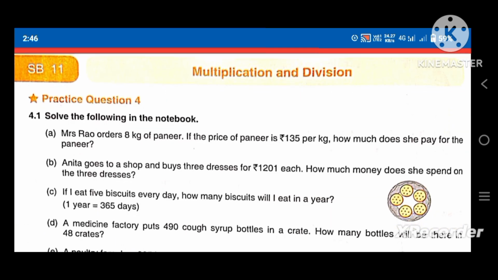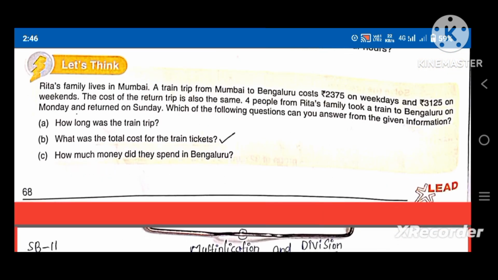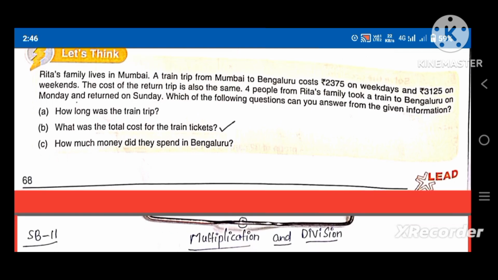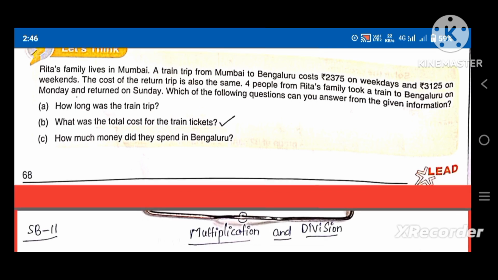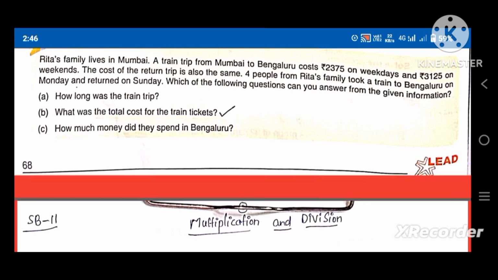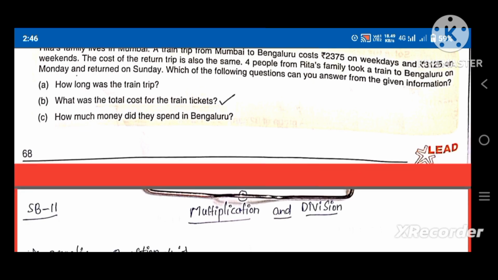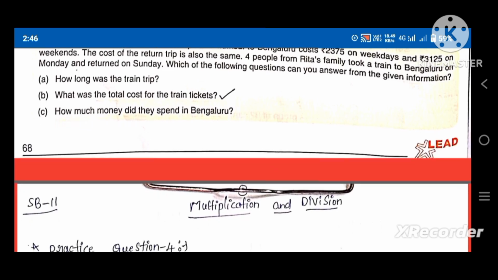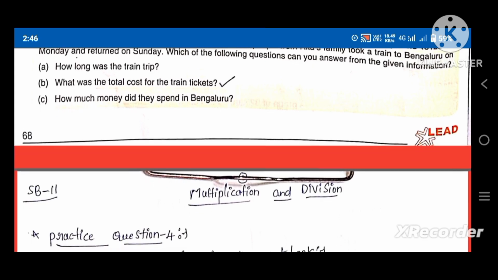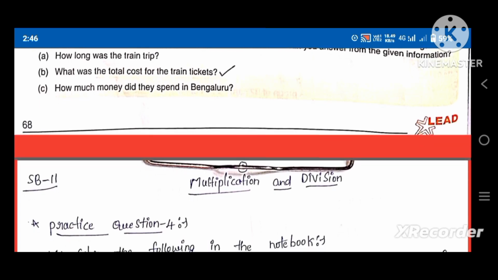Multiplication and division SB-11, practice question number 4. Let's think. Rita's family lives in Mumbai. A train trip from Mumbai to Bengaluru costs rupees 2,375 on weekdays and 3,125 on weekends. The cost of the return trip is also the same. 4 people from Rita's family took a train to Bengaluru on Monday and returned on Sunday. Which of the following questions can you answer from the given information? Second one, what was the total cost for the train tickets?